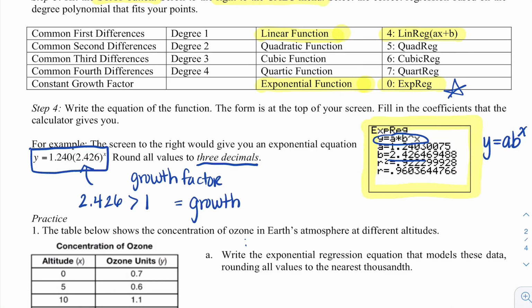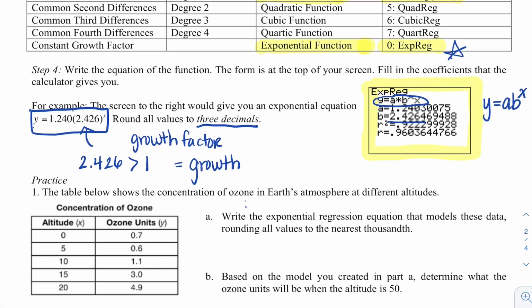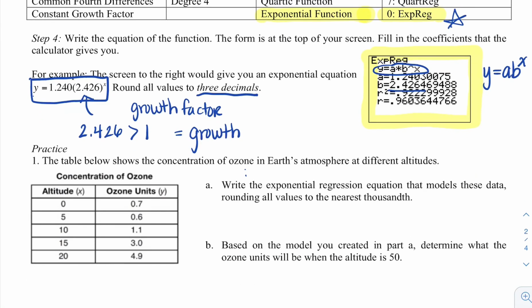Now, what else are you going to do with this equation? Either somebody's going to give you an x to plug in so that you can solve for y, or you're going to plug in a number for y and use some sort of equation solving method to solve for your x value. So let's begin with question number 1. It says the table below shows the concentration of ozone in the Earth's atmosphere at different altitudes. You're writing an exponential equation to represent this model, a regression equation. You'll see it as a growth, but yeah, we'll get there.